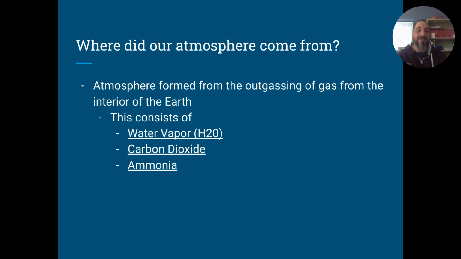The atmosphere formed from the outgassing of gas from the interior of the Earth. At this point, it's mostly going to consist of water vapor, carbon dioxide, and ammonia. Notice there's no oxygen in there, except for what's in the water vapor. There's no free oxygen in this early Earth's atmosphere. It's not a very pleasant atmosphere for what we would want today.